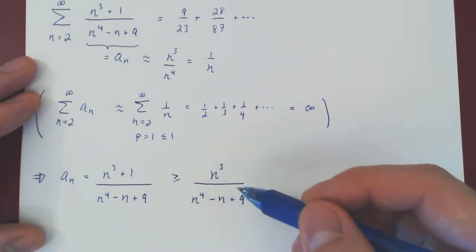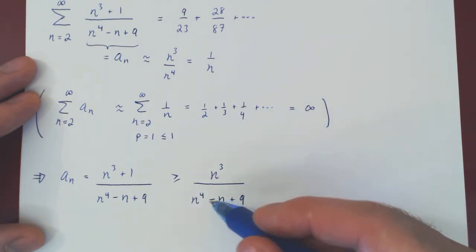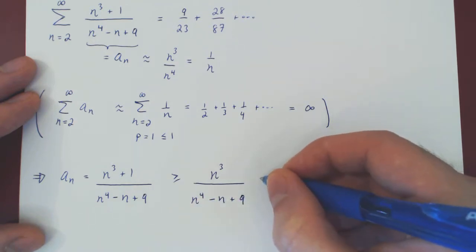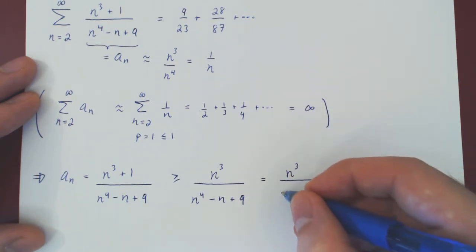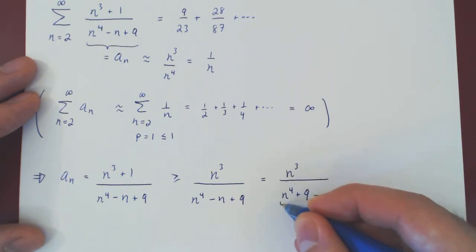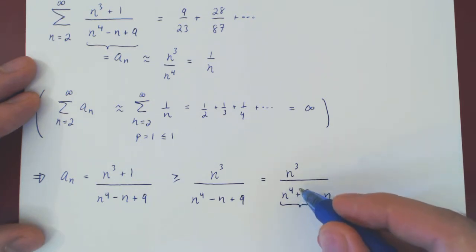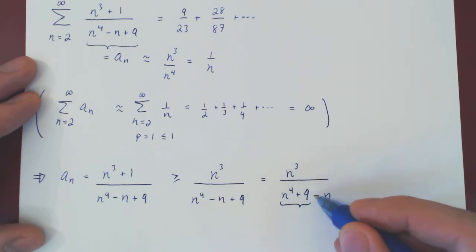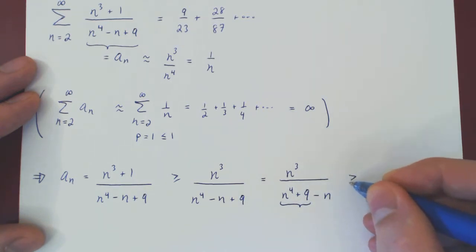Well, this is as simple as it's going to get. Let's now look to clean up our denominator. Well, if you look here, we have n to the 4 plus 9. And I'll just reorder these terms. So I have n to the 4 plus 9 minus n. So we have this term minus n. If I drop the minus n, then this becomes bigger, as I no longer subtract negative n. So if I drop the negative n, this becomes larger, but if we divide by something larger, the expression becomes smaller.